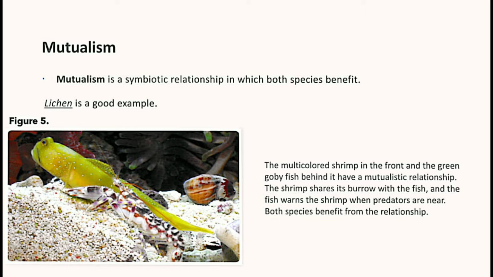Then both fish and shrimp retreat to the burrow until the predator is gone. Each gains from this mutualistic relationship. The shrimp gets a warning of approaching danger and the fish gets a safe home and a place to lay its eggs. So it is mutual.